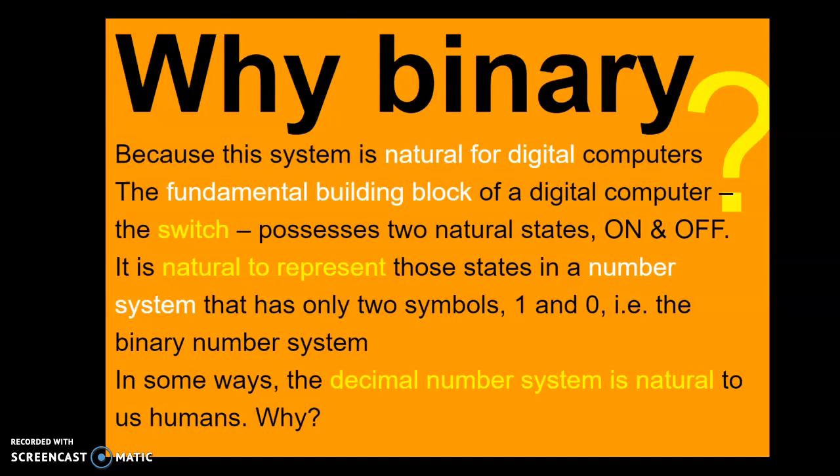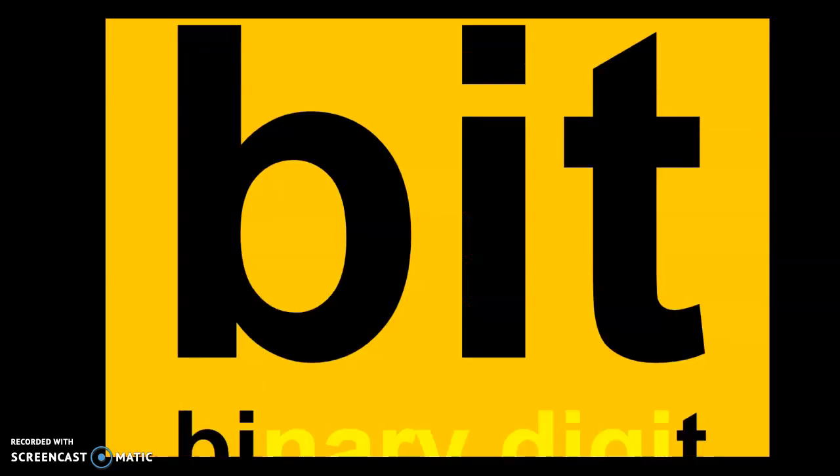Humans are used to the decimal system, which is built on the number 10. Why do you think we're used to the number 10? Hint, hint. Think about how you learned to count early on.